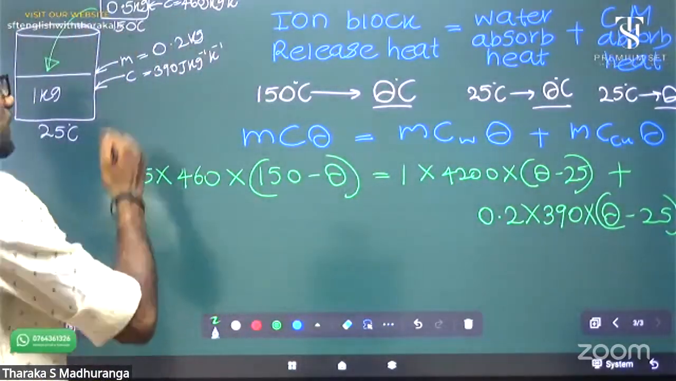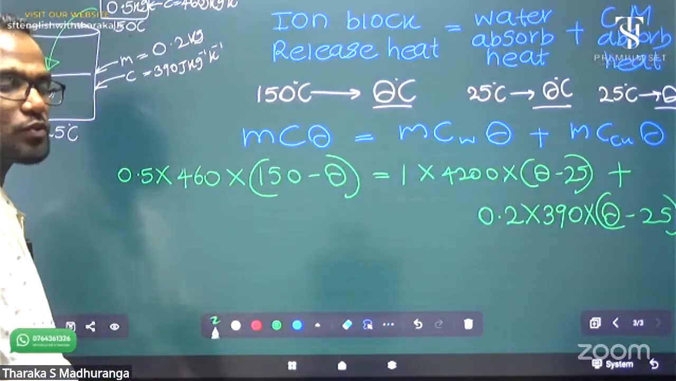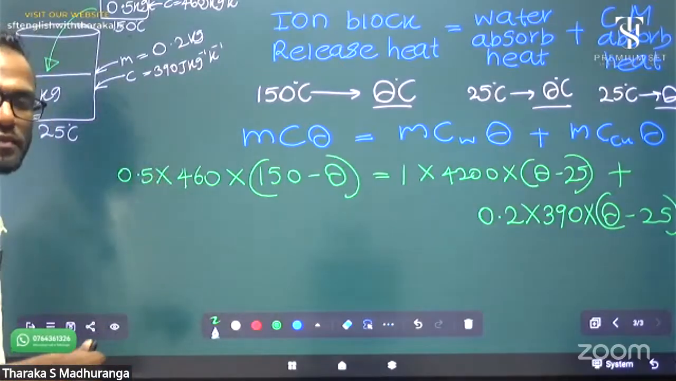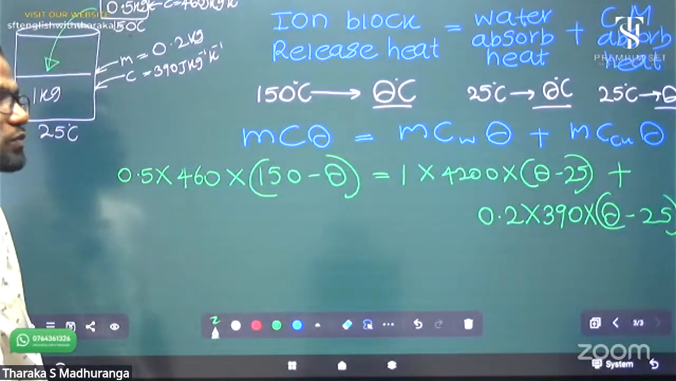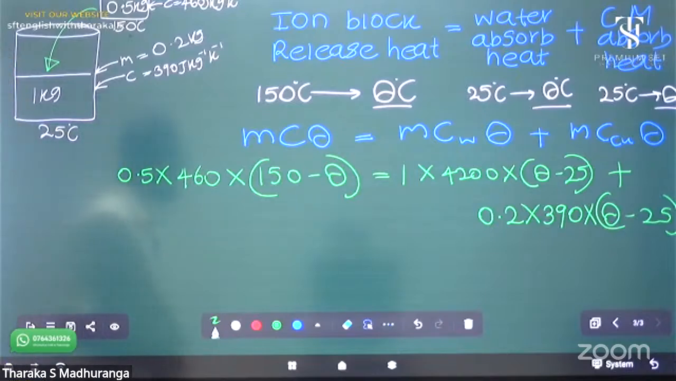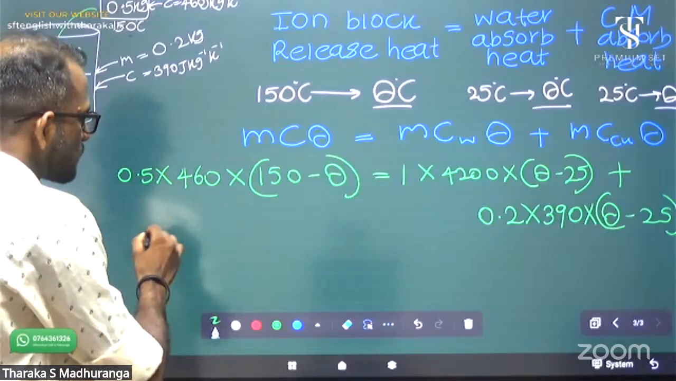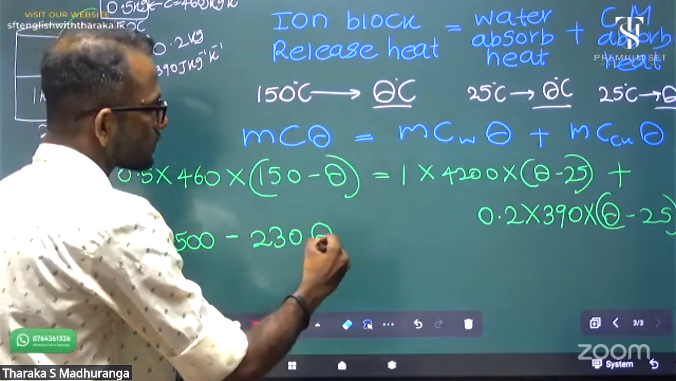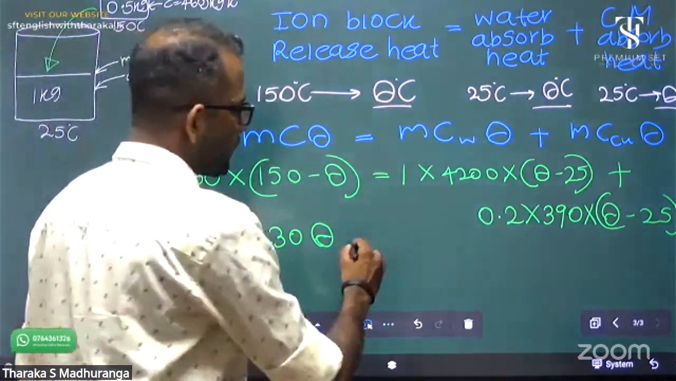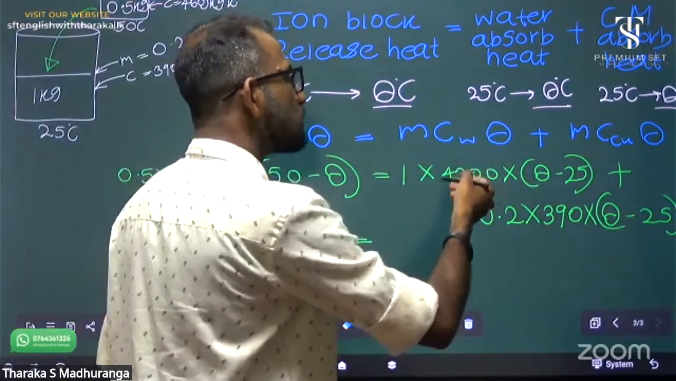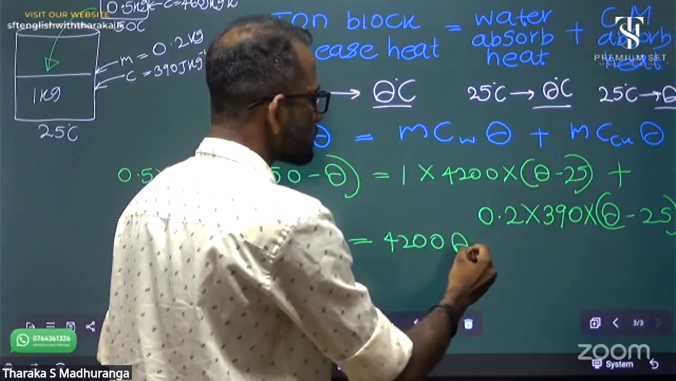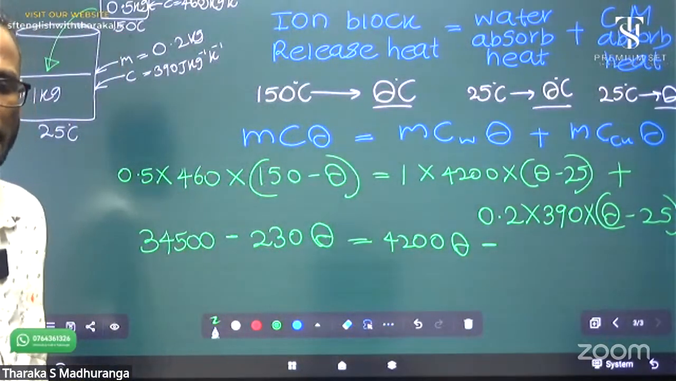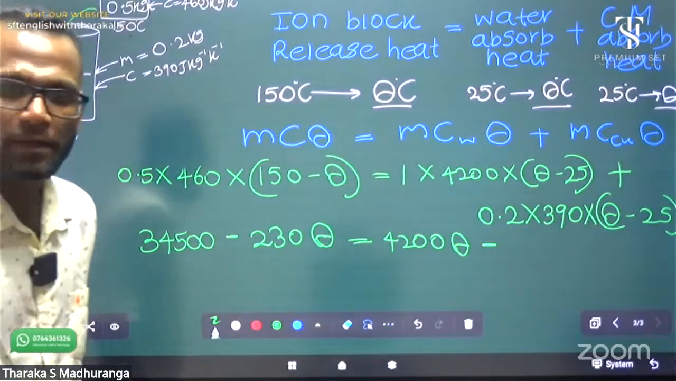Right. 0.5 into 460, 460 divided by 2, is 230. 230 into 150, what's the value? 34,500. So 34,500 minus 230 theta equals 4,200 into 1, that is 4,200 theta, minus 4,200 into 25, which is 105,000.